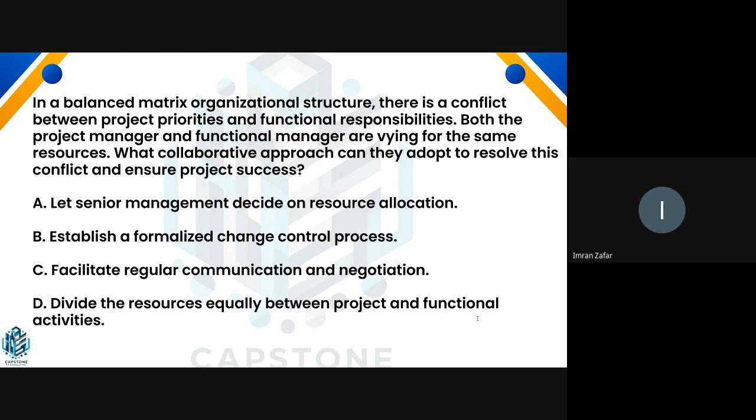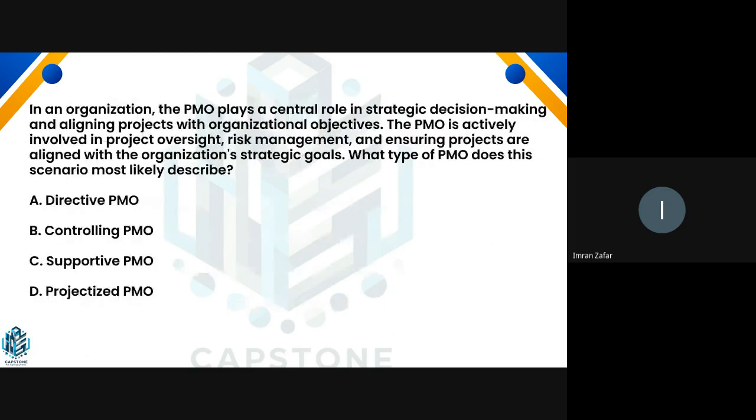But if they have regular communication between both of them, and they use negotiation tactics, then adopting this approach is the only collaborative approach. As you can see, the question is asking what collaborative approach. You need to read the question carefully as well. The only option suggesting that is option C, where they need to regularly communicate and negotiate. All right. So this is the fourth one.